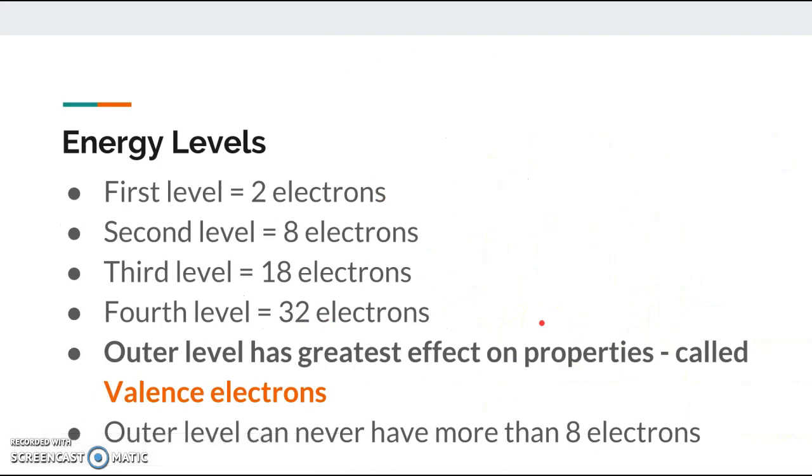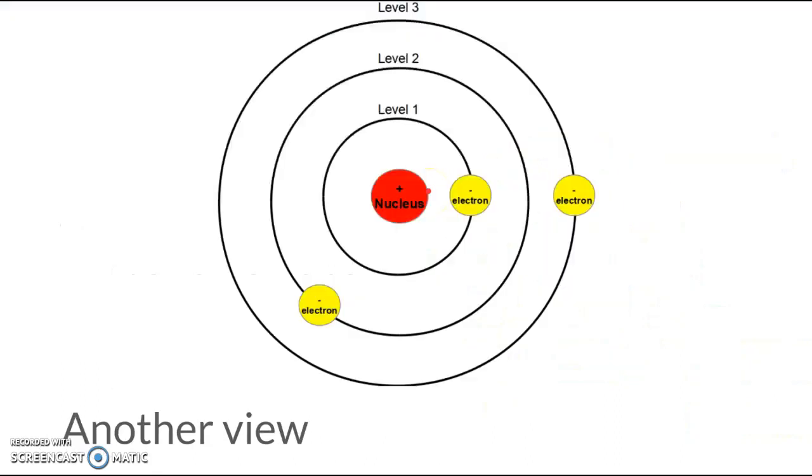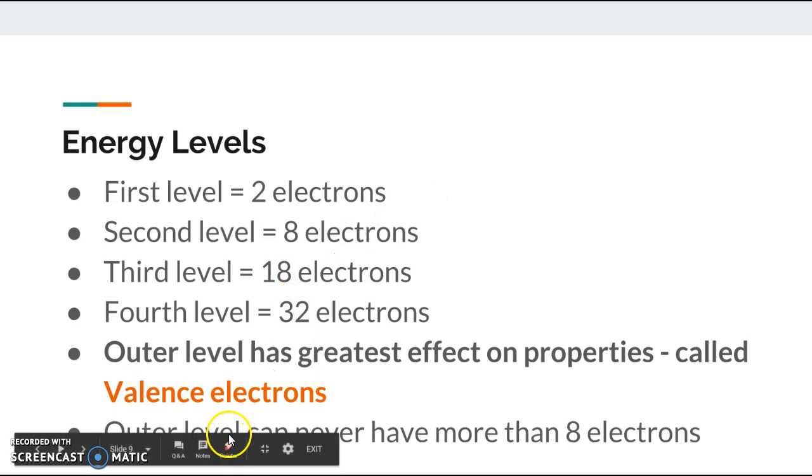The second level can only have 8 electrons. So once that second level is full, if we were looking at a different element, then we would have to move on to the third level. Third level can only have 18. The fourth level can only have 32. I am probably not going to get to the fourth level. We'll probably stick to the third level. Maybe if we want to do a slightly harder problem or an extra credit problem, we'll do fourth level problems.